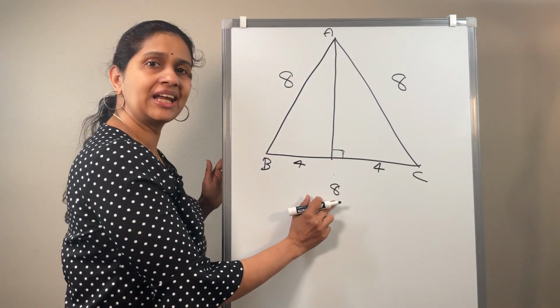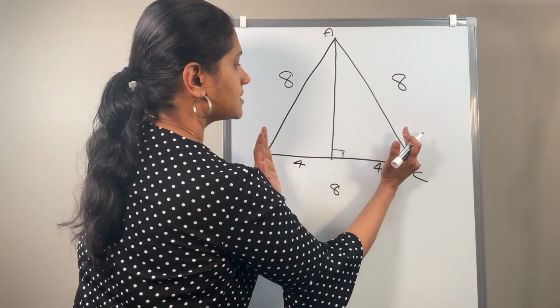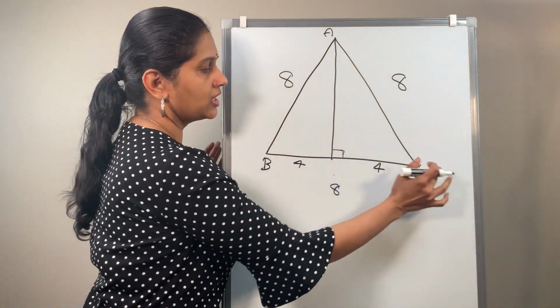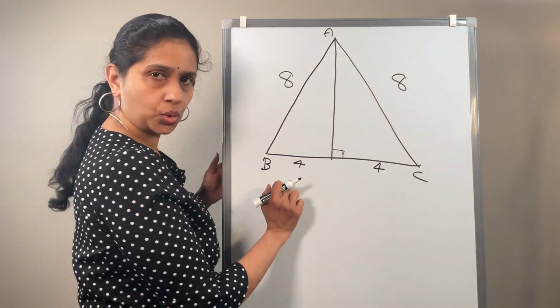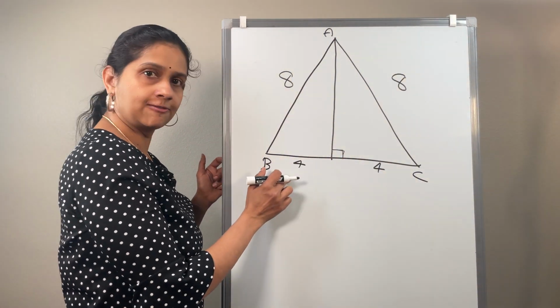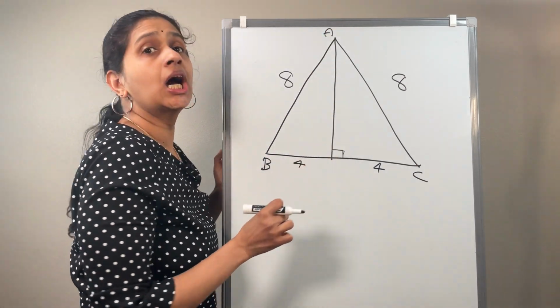Simply, you have to divide 8 by 2, so this side is 4 and this side is 4. Totally it will come to 8 only. So I am just dividing it into 2, that is, here 4, in order to find the height.